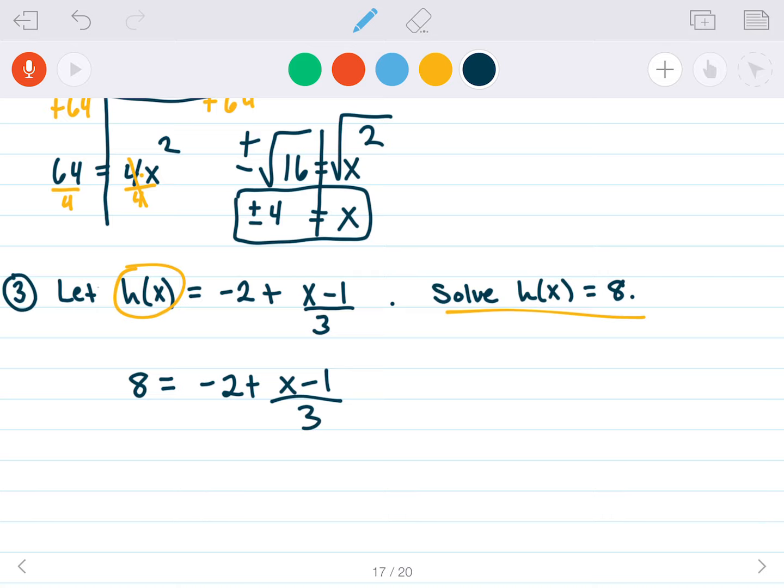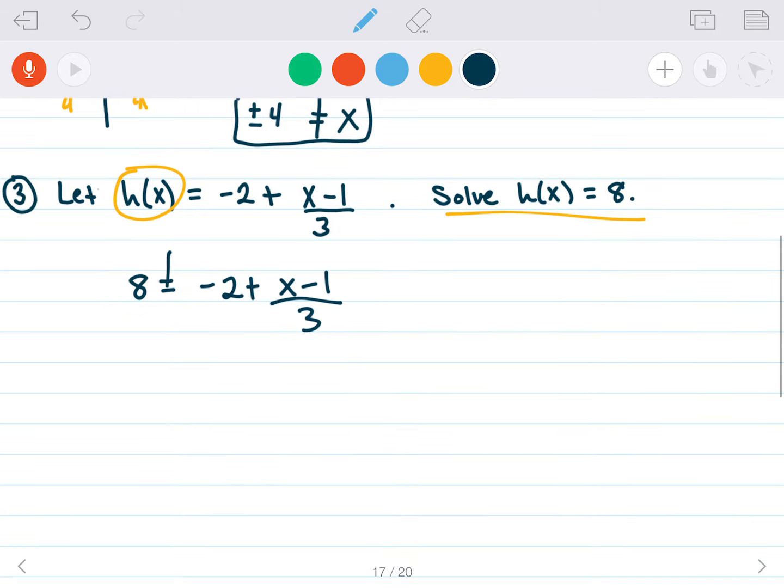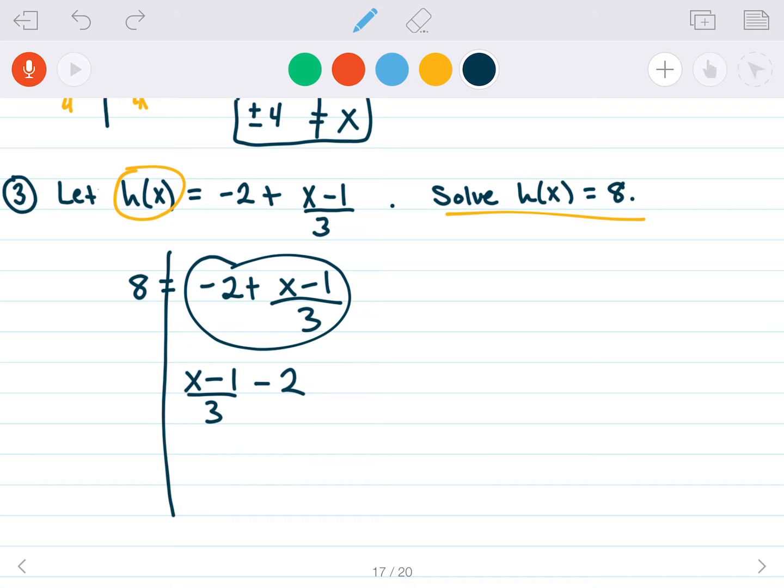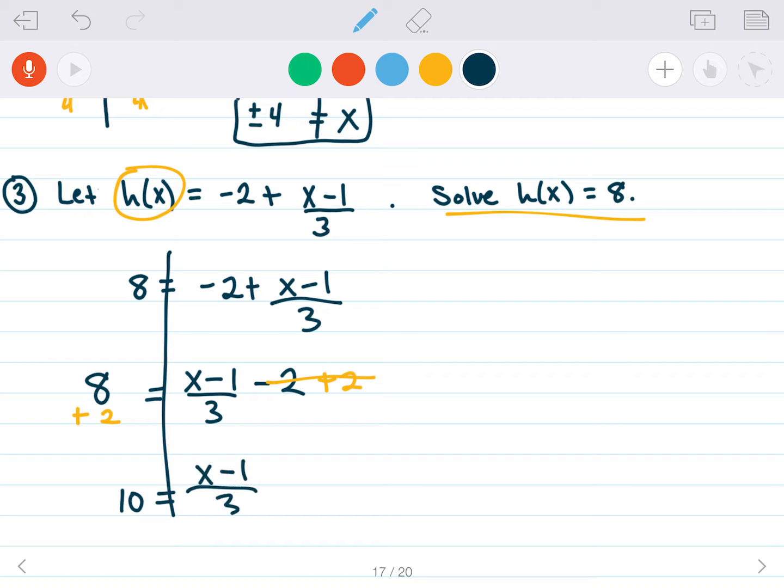Now again, it's up to you, but I like to rearrange first. On the right side, I can rearrange this by writing the term with the variable first, and then the -2 can come after that. Do you see how this and this are the same exact thing? So this equals 8. Now, on the right side, what I want to get rid of first is the operation that's farthest away from the variable, which is subtraction by 2. So I'm going to add 2 to both sides. Horizontally, vertically, I don't care. 8 plus 2 is going to give us 10 equals (x minus 1) all over 3.